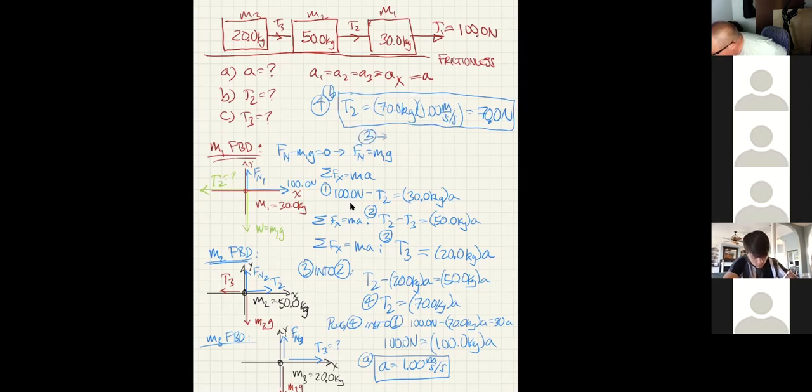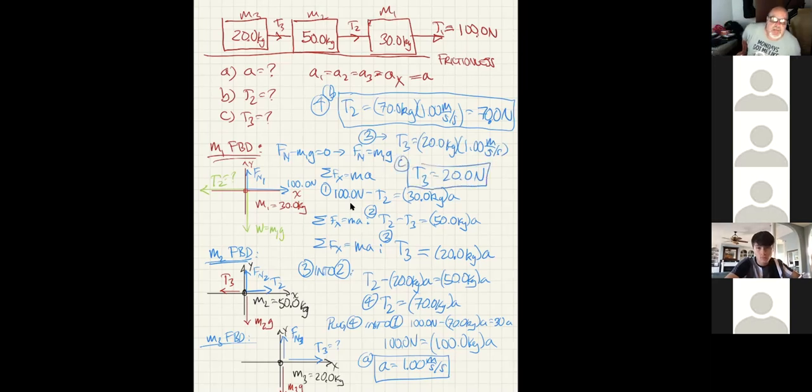And we get T3 is equal to 20.0 kilograms times 1.00 meters per second every second, which says T3 is equal to 20.0 newtons. So that's it. We've now done the entire problem. I should draw arrows back here to let them know what we did. Zoink. We went up to here.